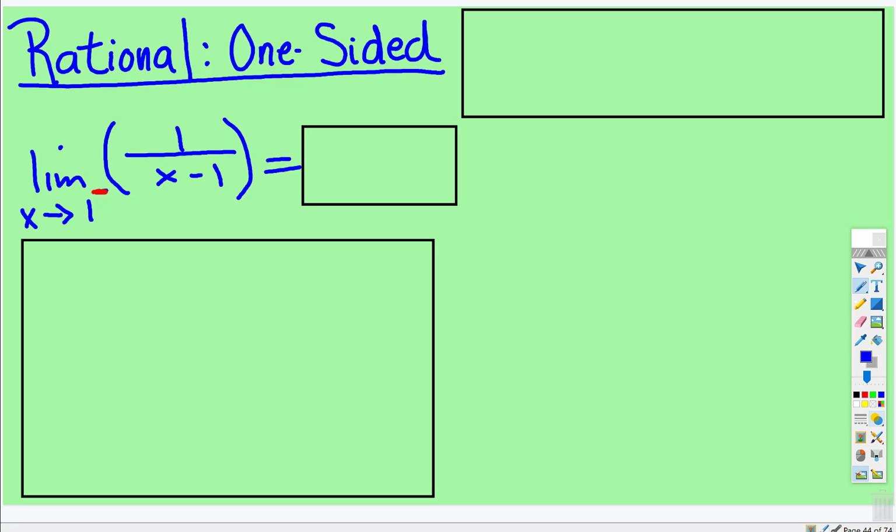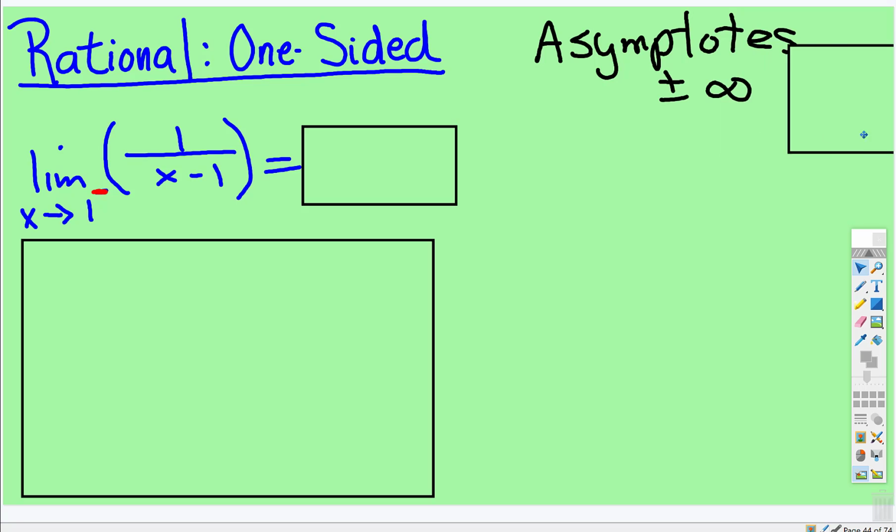Okay, we're staying with rational functions, one-sided. And here's the tip. When it's rational and it's one-sided, what we're looking for is end behavior. You're headed towards an asymptote.